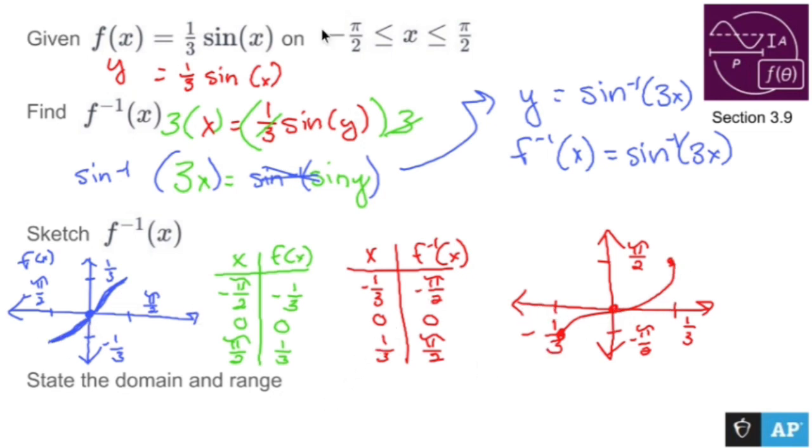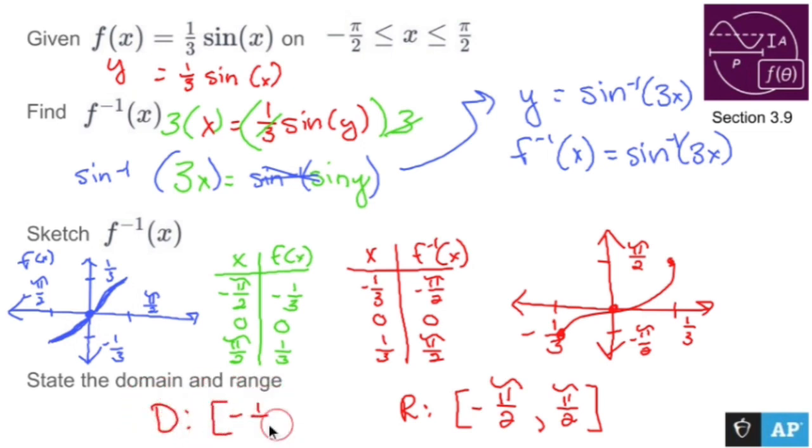Now, what does that do with the domain and the range? Here was the domain of my original problem, which means my range is going to be the domain of my original problem. When I graphed my original problem, it peaked out at 1/3 and bottomed out at negative 1/3. So my range for regular f of x was negative 1/3 to 1/3, which means my domain of the inverse is going to be the range of the original.